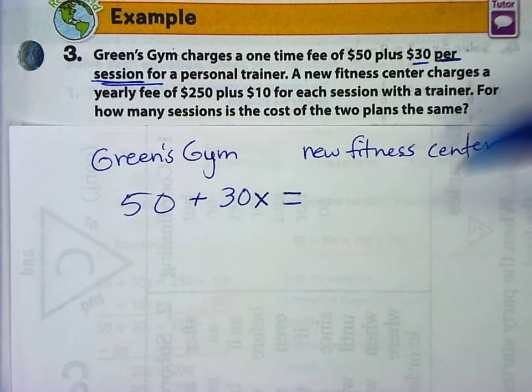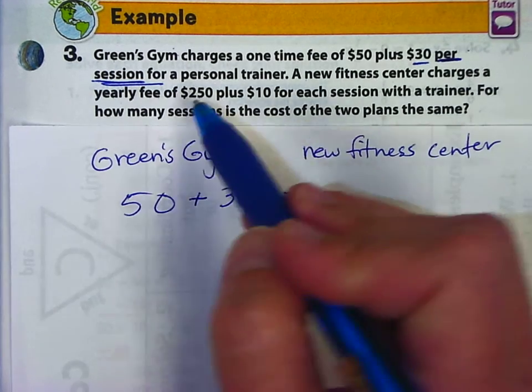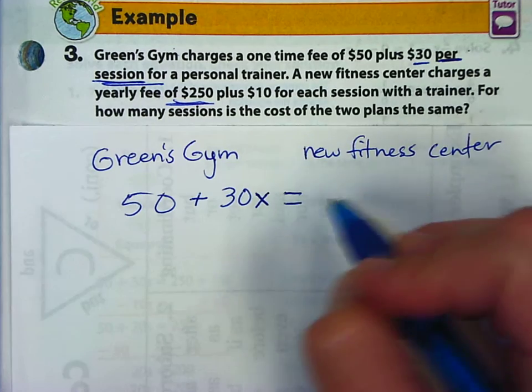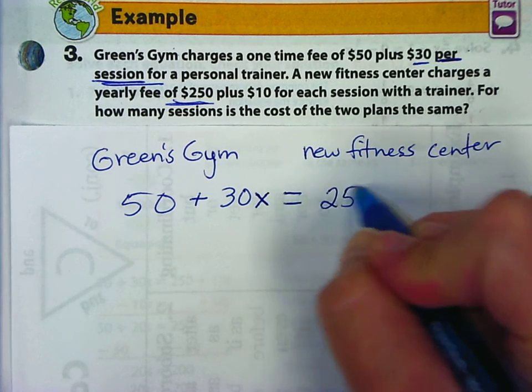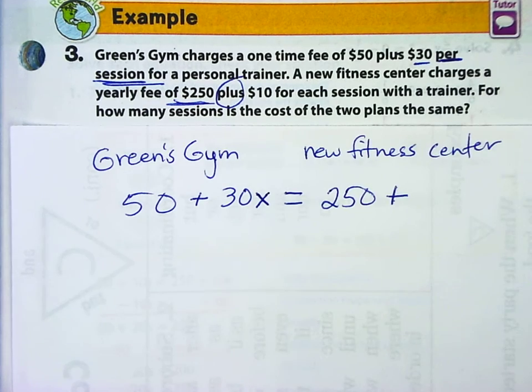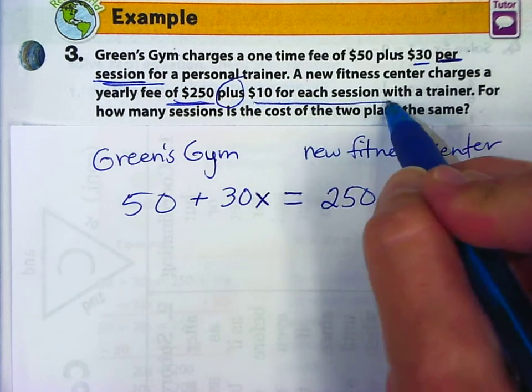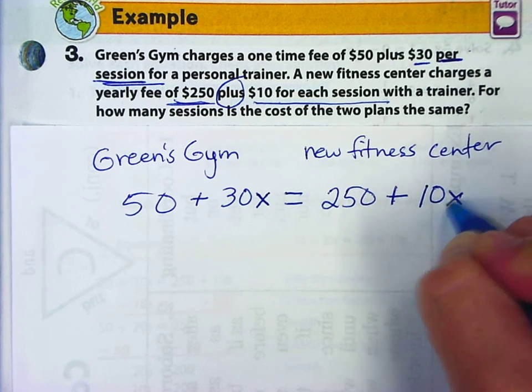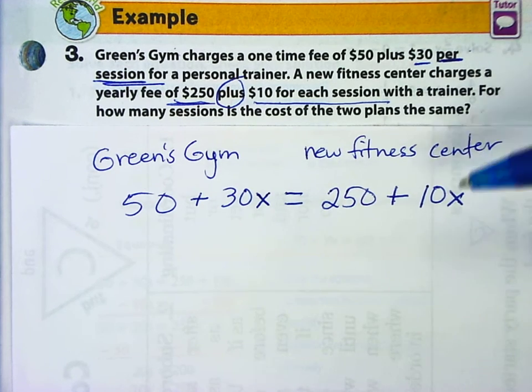So now, New Fitness Center charges a yearly fee of $250, so you pay that one time per year. So we're going to write $250 plus $10 for each session. So now we're going to put 10 next to our variable that we picked. Mind you, we're using the same variable because we're talking about personal training sessions with both gyms.